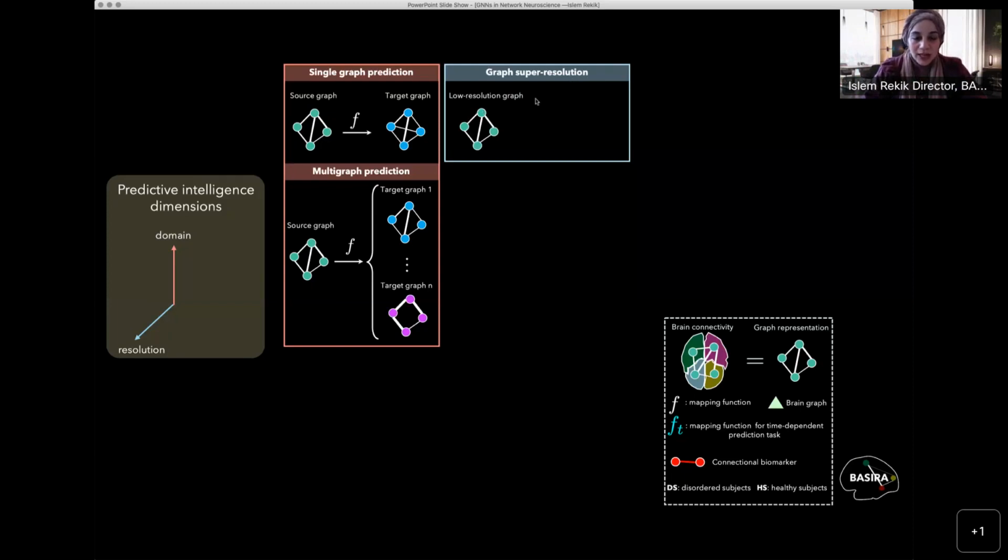So given a low resolution graph where you take a brain, you parcellate it into different regions, like big blobs, for example. It takes, let's say, 1 hour to create this from the image itself.